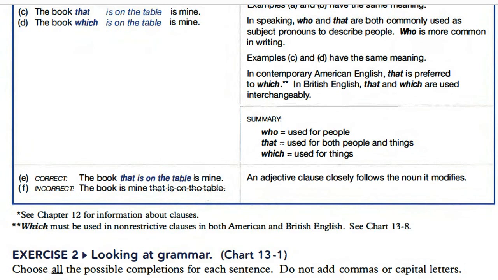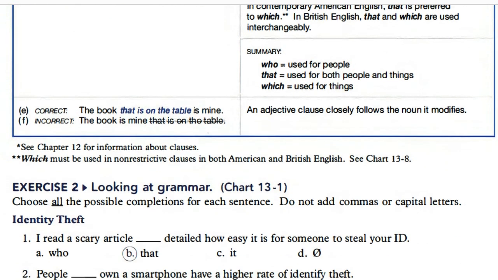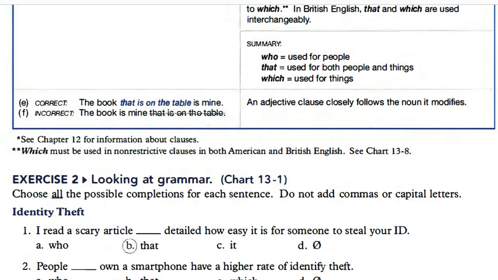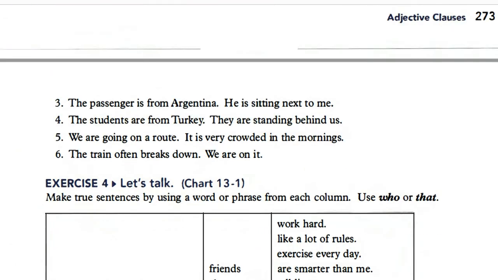Who is used for people, that for both people and things, and which for things. Correct: The book that is on the table is mine. The book is mine that is on the table is very incorrect, because the sequence order of the sentence looks fragmented, and the clause closely follows the noun it modifies. So usually, the book that is on the table, it modifies the noun. Here "that" follows directly the noun to describe the book. So when you are finding extra information about a noun or pronoun, you have to understand it has the same function as an adjective.